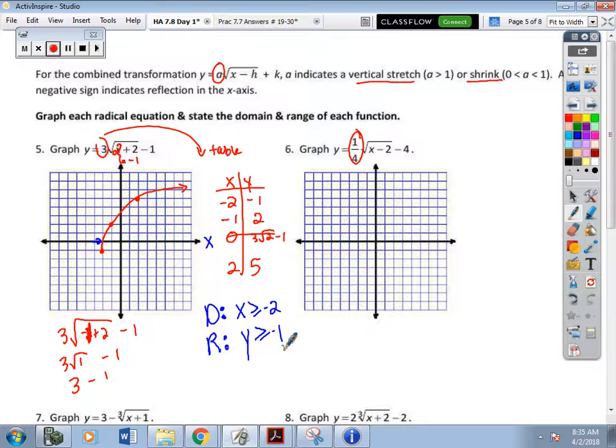All right, next one, we have a shrink, which means that instead of getting steeper, it's actually going to get flatter. Again, I would suggest a table of values. What do you think a good number to plug in would be so that I can take the square root of the values? You can think of a good number to start with. Abby? 3? Sure. So plugging in 3. 3 minus 2 is 1. The square root of 1 is 1. I get 1/4 minus 4, which will get me negative 3 3/4.